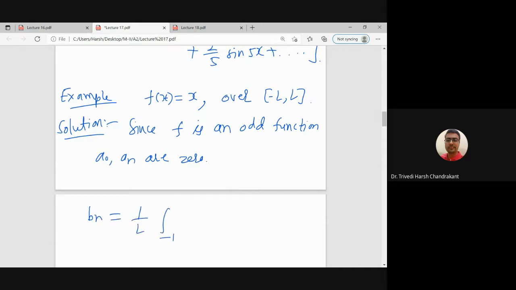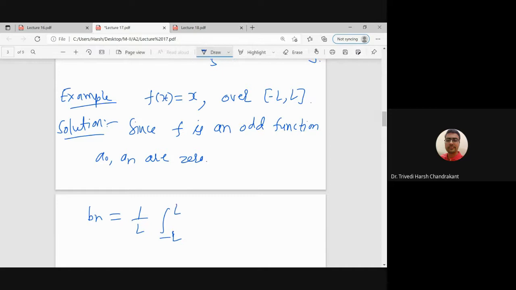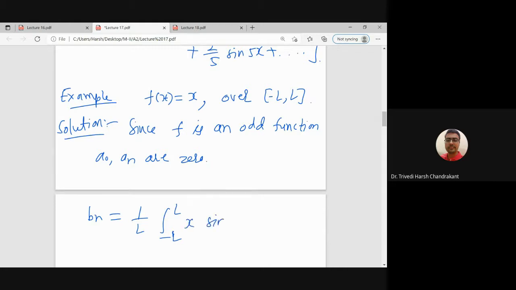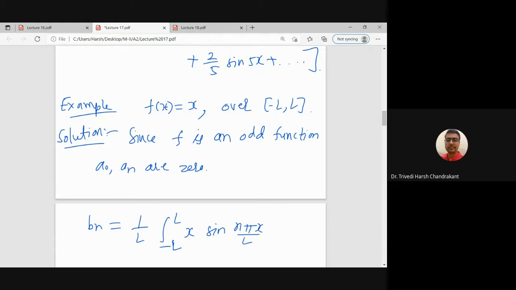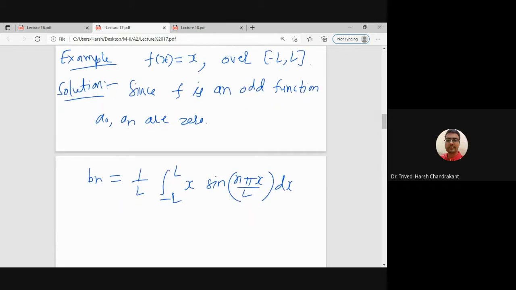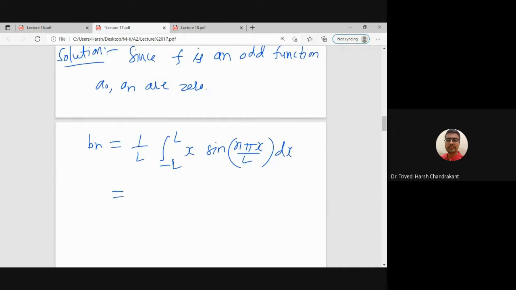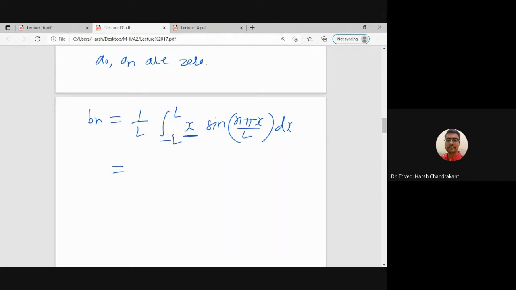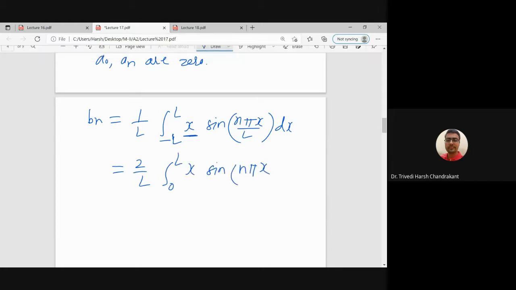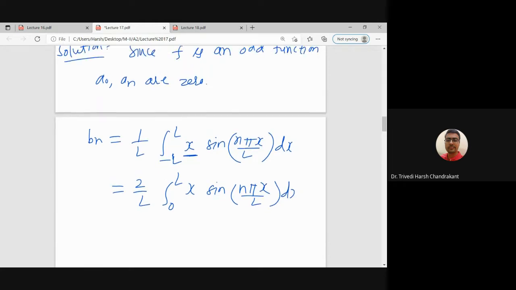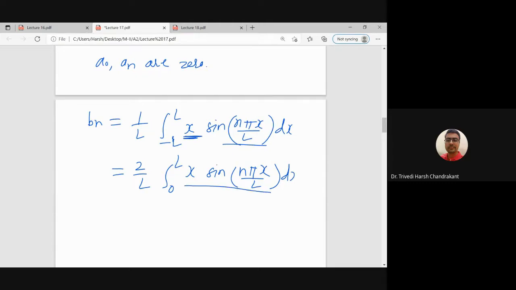So the bn general formula is 1 upon L, integral from minus L to L of f(x) sin(n pi x by L) dx. So f(x) here is x, and sin n pi x by L dx. So we shall use integration by parts, and we know that the derivative of x will be 1. First of all, x sin is an even function, because odd into odd is even, so we get 0 to L of x sin(n pi x by L) dx, and the integral will be 2 times over the half interval.